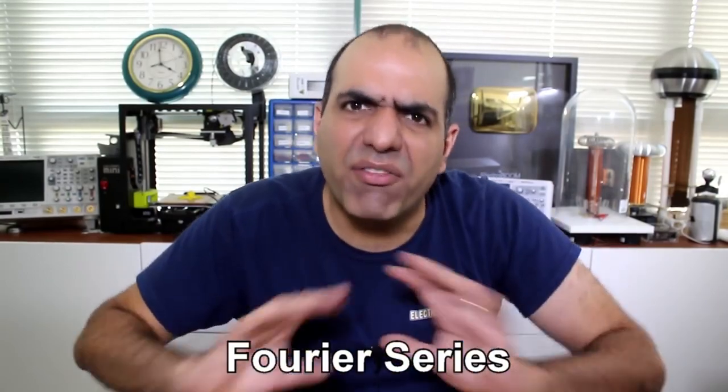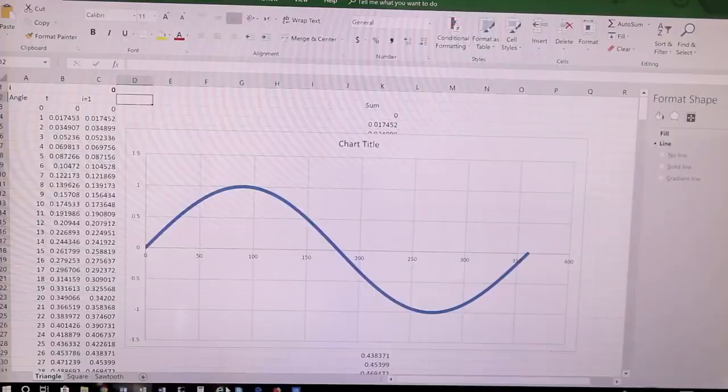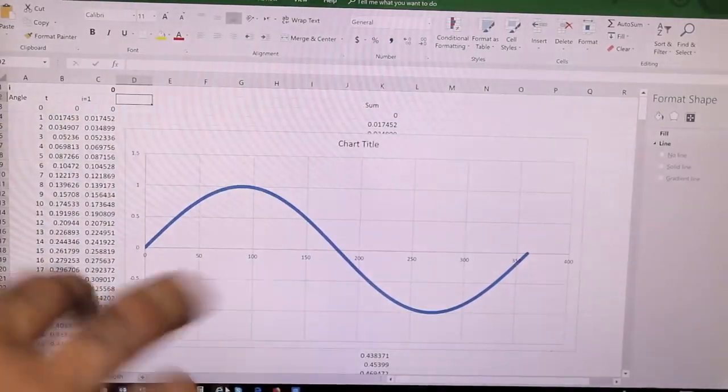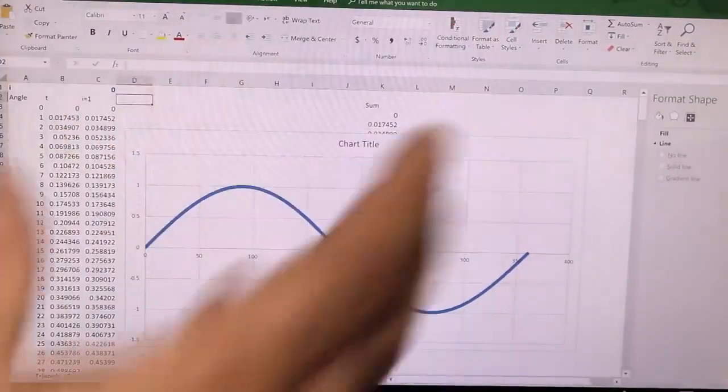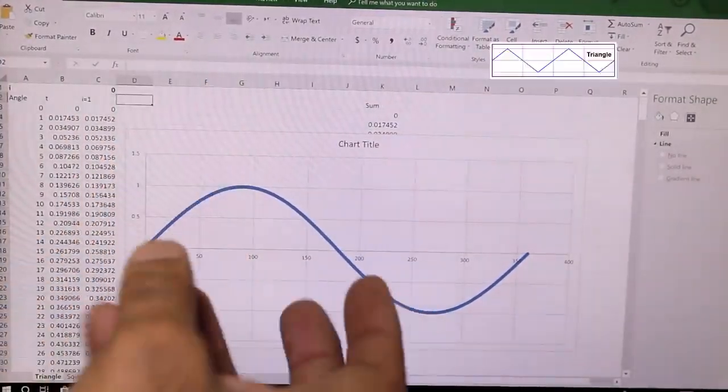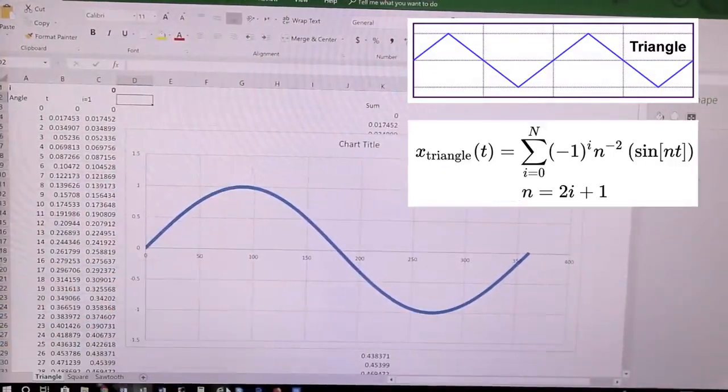And the second thing is that any periodic waveform can be written as the sum of a series of sine waves with different magnitudes and frequencies. Any waveform. Here I put a spreadsheet together for you to add a series of sine waves and see what waveform we get. This one is for the triangular waveform with a specific series formula.